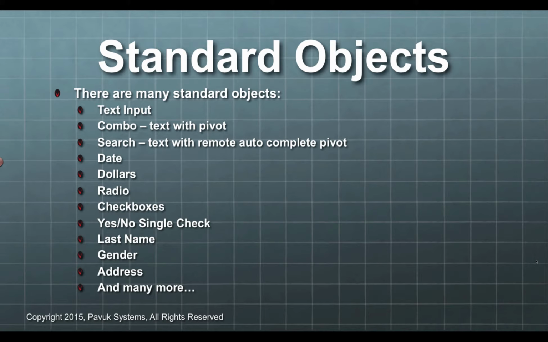Pavuk has a number of standard objects, and we'll just list a few here. Text input, combo, which is text with a pivot, search, which is remote autocomplete pivot that works like a Google search, date, dollars, radio, checkboxes, yes and no single check, which is a Boolean, last name, gender, address, and there are many more.